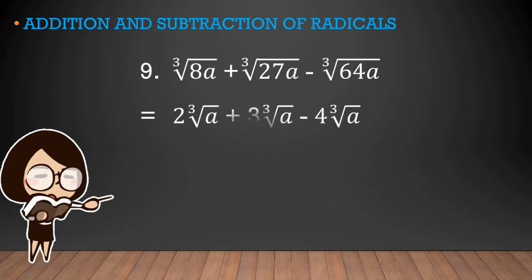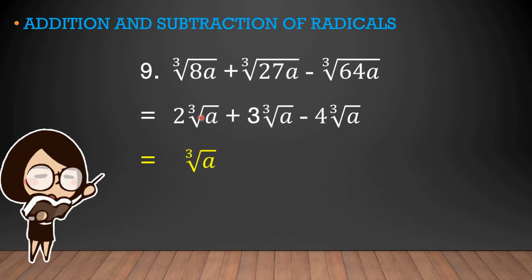Okay, the next one, number 9. This is the last example. Cube root of 8a plus cube root of 27a minus cube root of 64a. 8 is a perfect cube, so the cube root of 8 is 2. So we write 2 cube root of a. Plus the cube root of 27 is 3, so 3 cube root of a. And the cube root of 64 is 4, so we write 4 cube root of a.